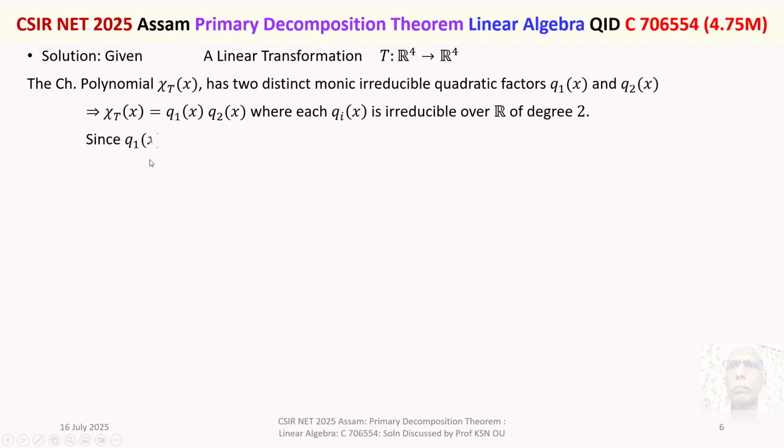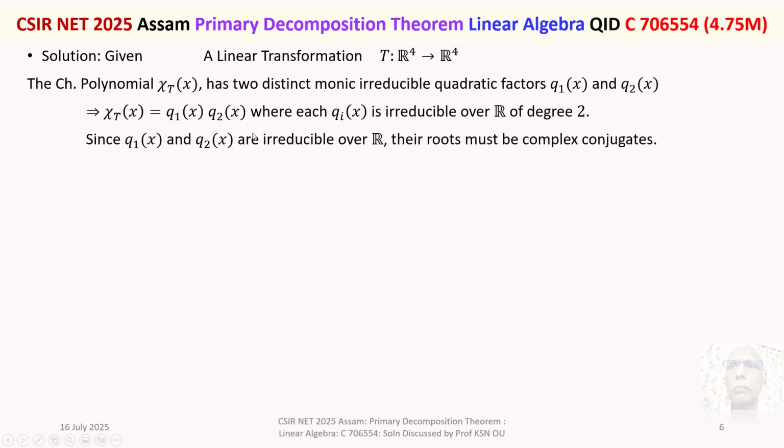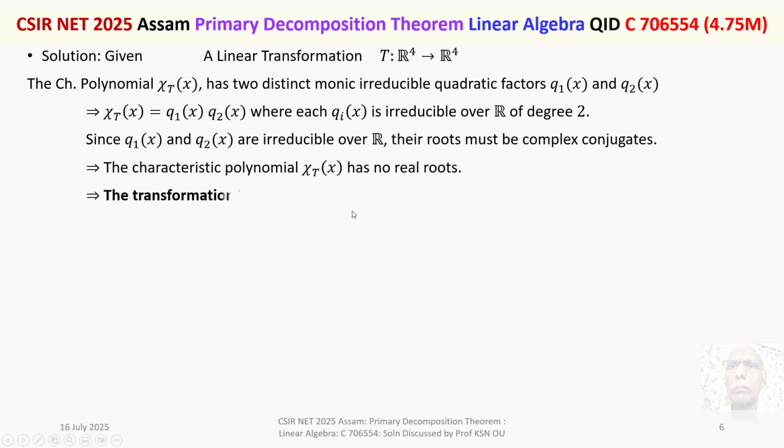Agreed. Since q1 of x and q2 of x are irreducible over R, that means these polynomials, these factors do not find roots in R. Their roots must be complex conjugates. So the characteristic polynomial chi T of x has no real roots. This implies the transformation T has no real eigenvalues. It's a very important byproduct and it is necessary for us, and we will use this fact in one of the options.